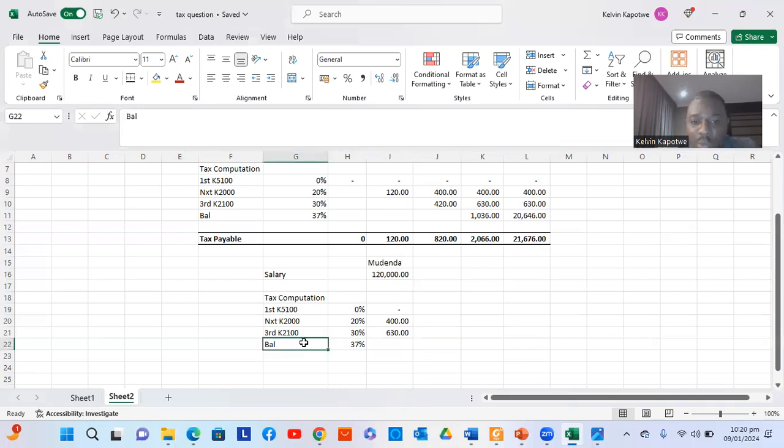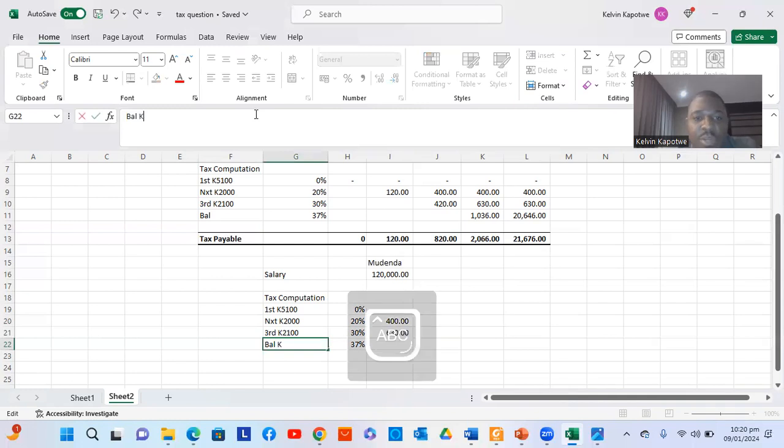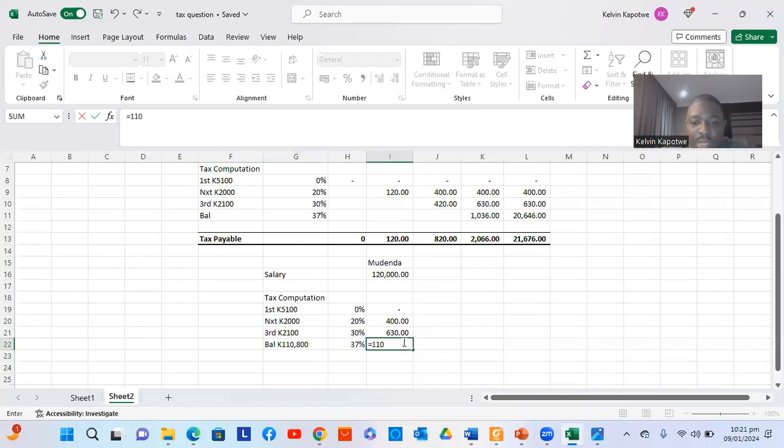So now how do we get the balance? I'm going to write the balance there. 120,000, remove the 5,100. 120,000 minus 5,100, we are remaining with 114,900. Remember, the next 2,000 is taxed at 20%, so remove the next 2,000. Then the third 2,100 is taxed at 30%. Remove the next 2,100. So what you are remaining with, the balance that will be taxed at 37%, is 110,800. So 110,800 will be taxed at 37%.